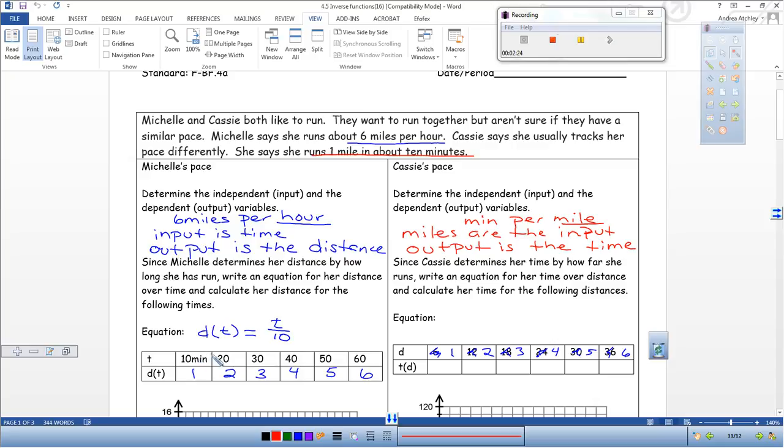So this one's a little easier because after 1 mile, how long did it take me? It took me 10 minutes. 2 took me 20. 3 took me 30. 4 took me 40. This is 50. This is 60. Any questions over that? Okay.